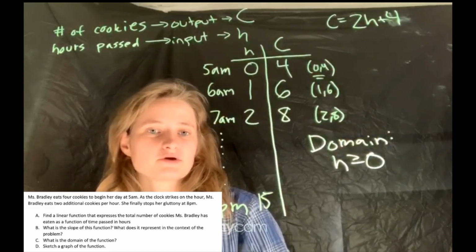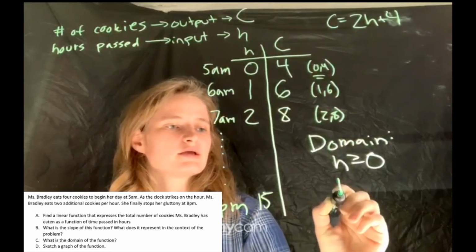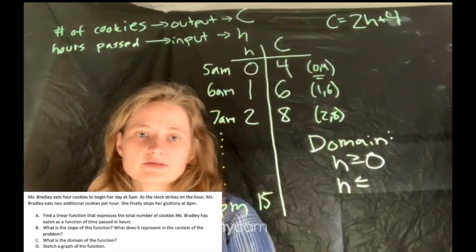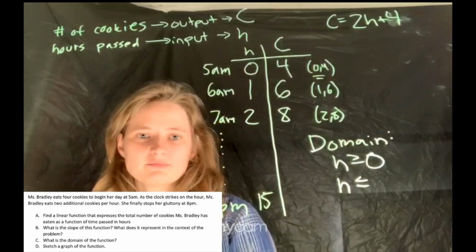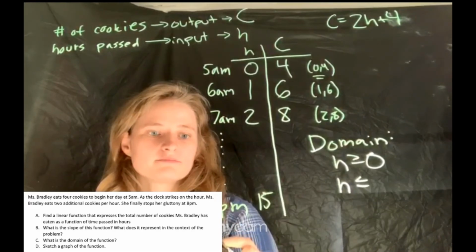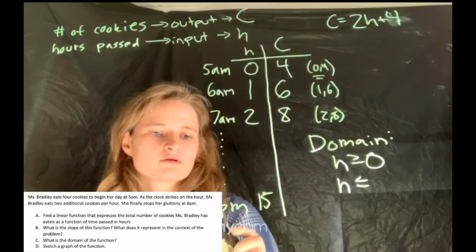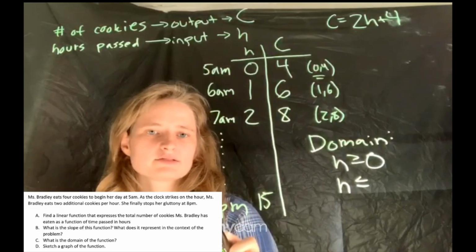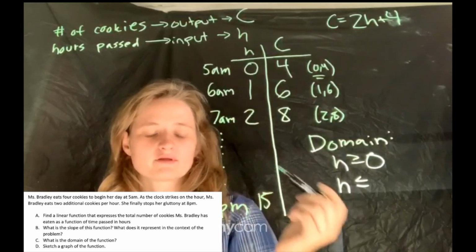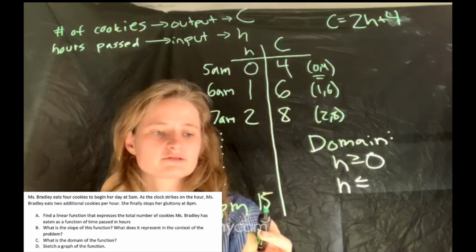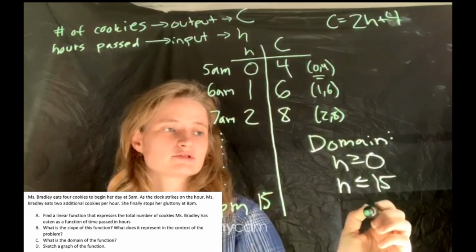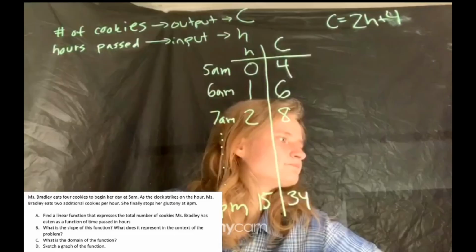We know when the problem starts, but what about when the problem ends? What does hours passed have to be less than? Well, I didn't eat cookies past 8 p.m. That's when I stopped eating cookies. So at 8 p.m., how many hours had passed? Well, it's 12 hours from 5 a.m. to 5 p.m., and then it's 3 more hours to 8 p.m., so 15 hours have passed. Therefore, h has to be less than or equal to 15, as well as greater than or equal to 0.